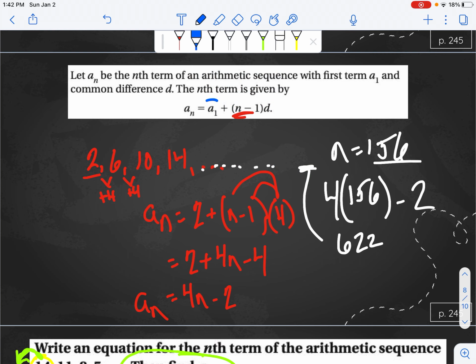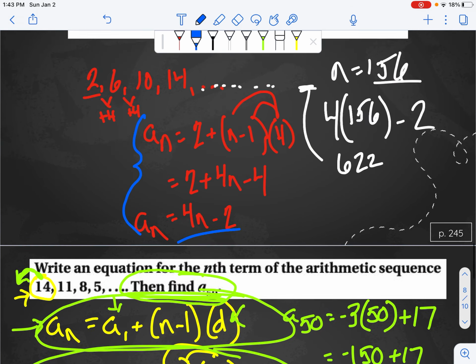We take our equation, we plug our first term in for a sub 1. We plug our common difference in for d. And then we look to simplify it like we did right here so that it is in slope-intercept form. Now, it's not called slope-intercept form because we're dealing with sequences and patterns, but we know that that looks exactly like and acts exactly like slope-intercept form.